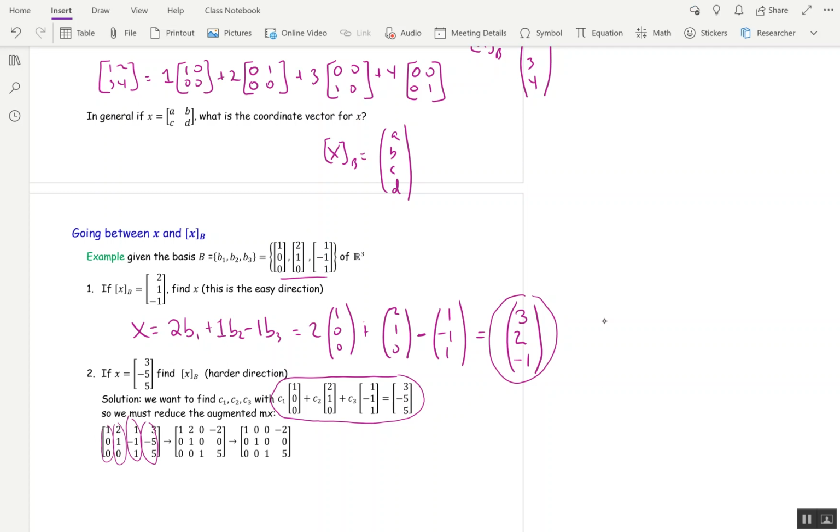And we see that C1 is 5. Sorry, that's C3. Start at the bottom. C2 is 0. And C1 is negative 2. So that tells us that XB is the vector negative 2, 0, 5.